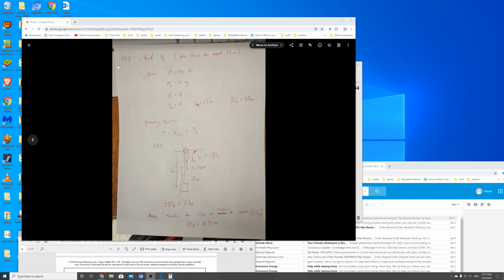Here's 14.8. And basically, we're going to start off with thinking about the final velocity, V2, of the block. So in this case, we're just defining it saying, okay, it's moved 1.5 meters, right? So what's given? Force 250 newtons, the mass of the block, and then our initial velocity, right? In the problem statement, it says it's starting from rest. So we just define that as being zero. So we have no initial velocity.